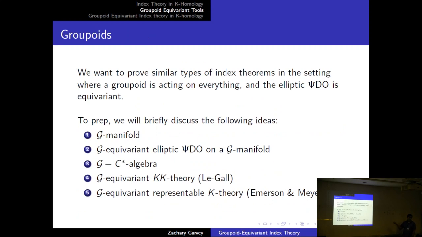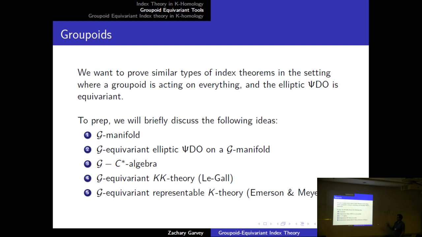Okay, I want to pass to the Groupoid case. What time is it? Great, this is perfect timing. So 20 minutes for that part. We'll talk about this for 15 minutes, and then I'll talk about index theory in the Groupoid-Equivariant case.